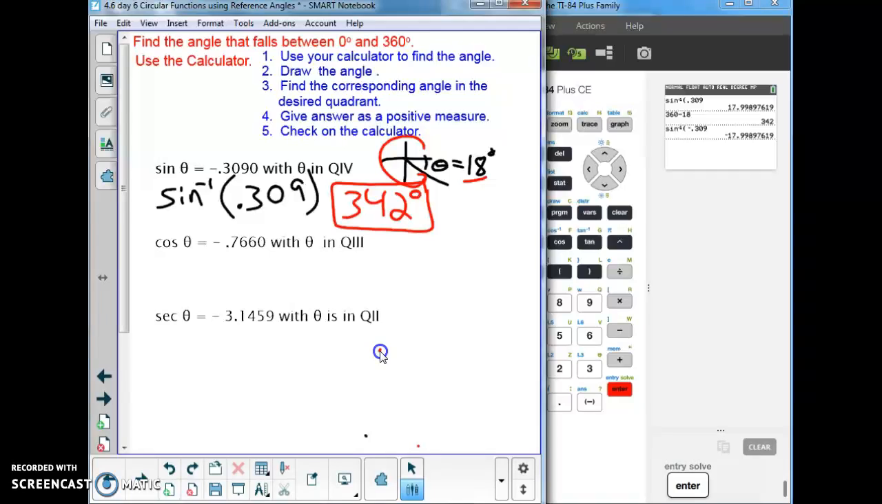All right, let's do the second one. Cosine of theta equals negative 0.7660. It's in quadrant 3. So let's sketch this out. Quadrant 3 is going to be down there. So it's going to be bigger than 180, but smaller than 270 for my final answer. I'll have to do some inverse trig to get my theta value. And again, we're disregarding that negative sign. So this theta is our reference angle between the x-axis and our terminal side.